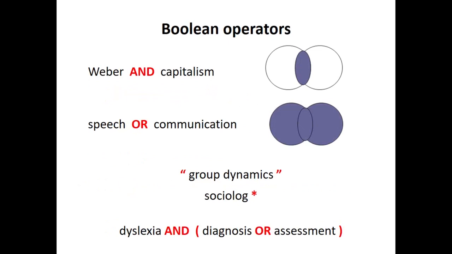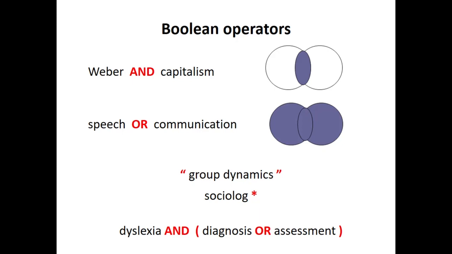In a previous section, we talked about Boolean operators. These are terms which most databases use to combine your search terms in a logical way. In the first two examples here, we have the AND and the OR operators. If you're looking for articles on Max Weber's views on capitalism, for example, you can put Weber AND capitalism like this. The two circles represent all the articles which have Weber as a keyword and all the articles which have capitalism as a keyword. And the AND function will bring up those articles in which both the keywords are present. So the blue bit in the middle where they overlap.